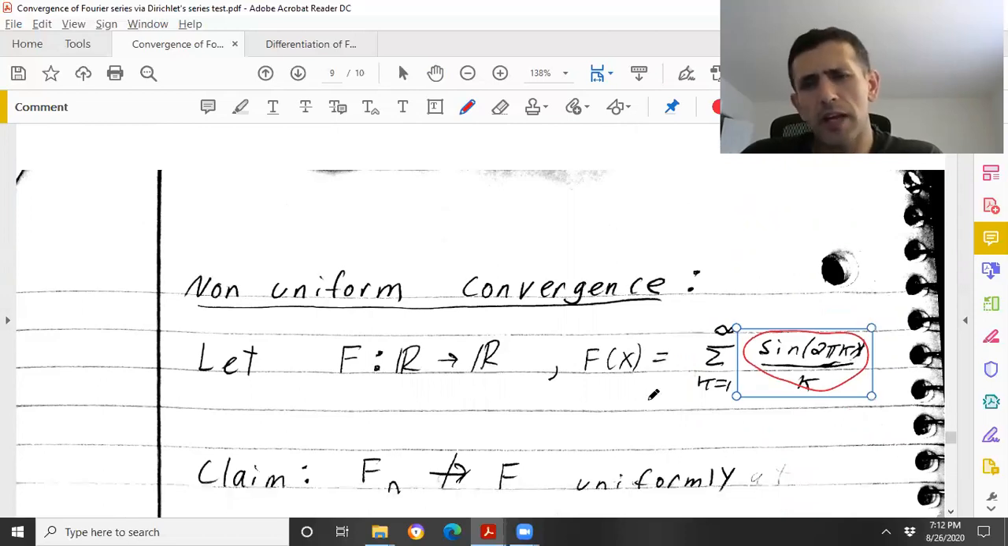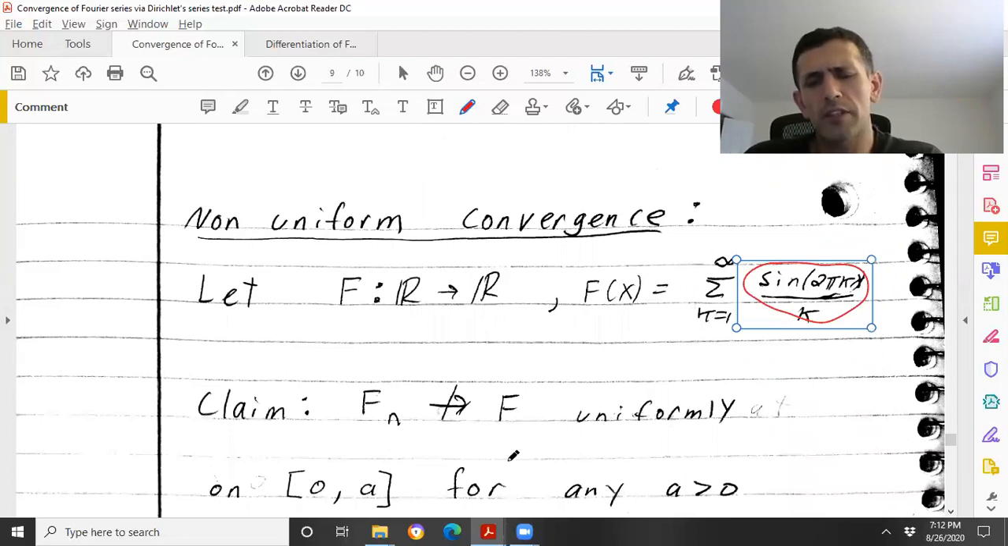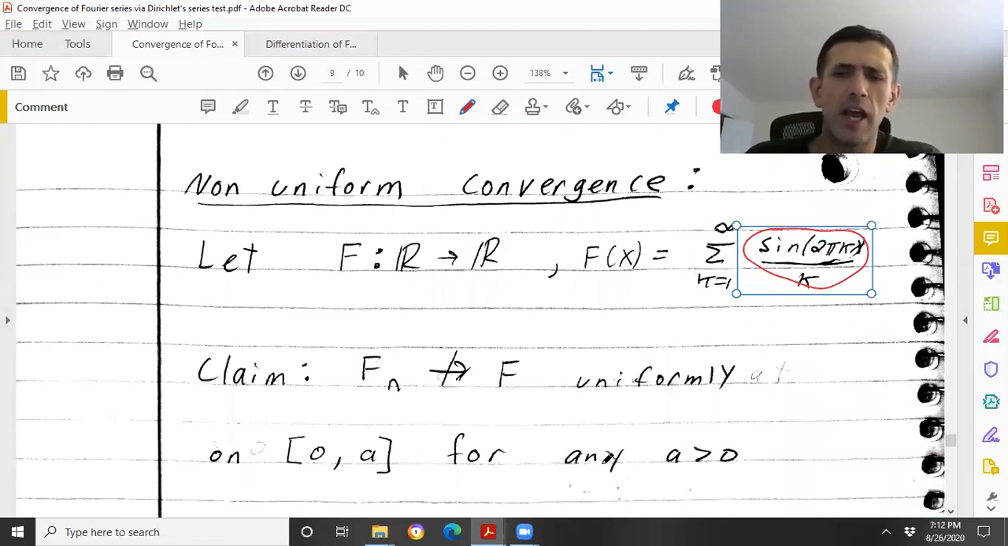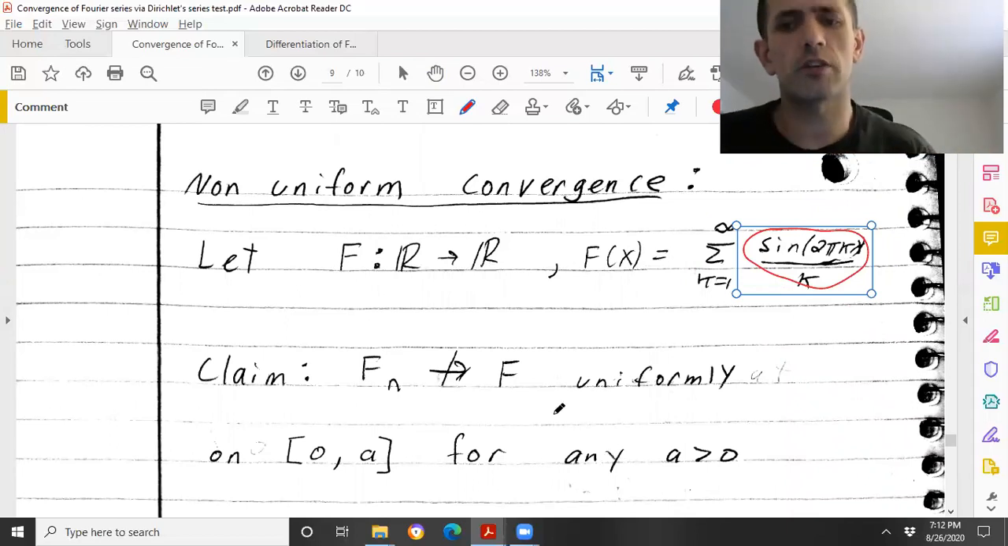So I claim, as I said, that we do not have uniform convergence on any of these intervals for any positive a, no matter how small a is. And this is not terribly subtle, really.